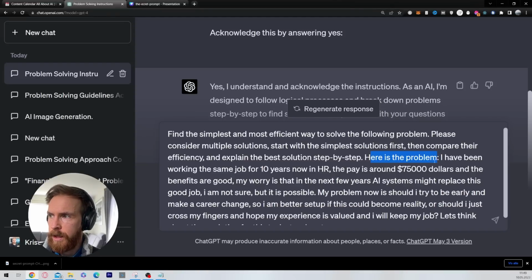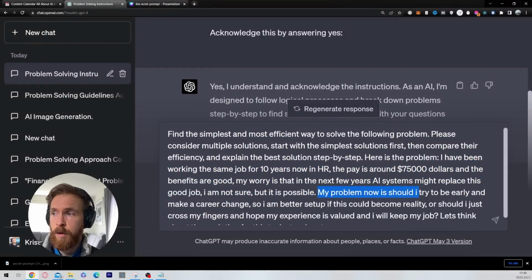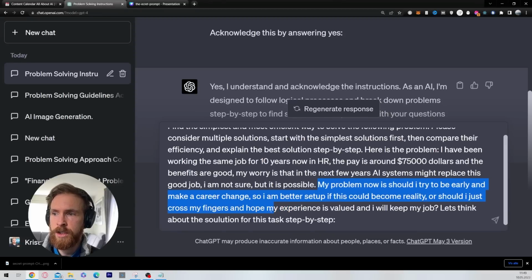So here is the problem. I have been working the same job for 10 years now in HR. The pay is around $75,000 and the benefits are good. My worry is that in the next few years, AI systems might replace this good job. I'm not sure, but it's possible. My problem now is, should I try to be early and make a career change so I am better set up if this becomes reality? Or should I just cross my fingers and hope my experience is valued and I will keep my job? Let's think about this solution for this task step by step. Okay, click submit.